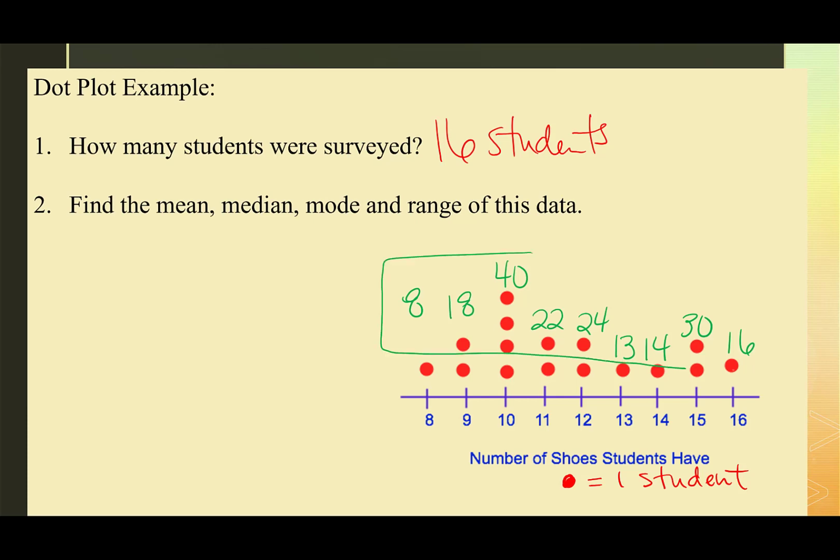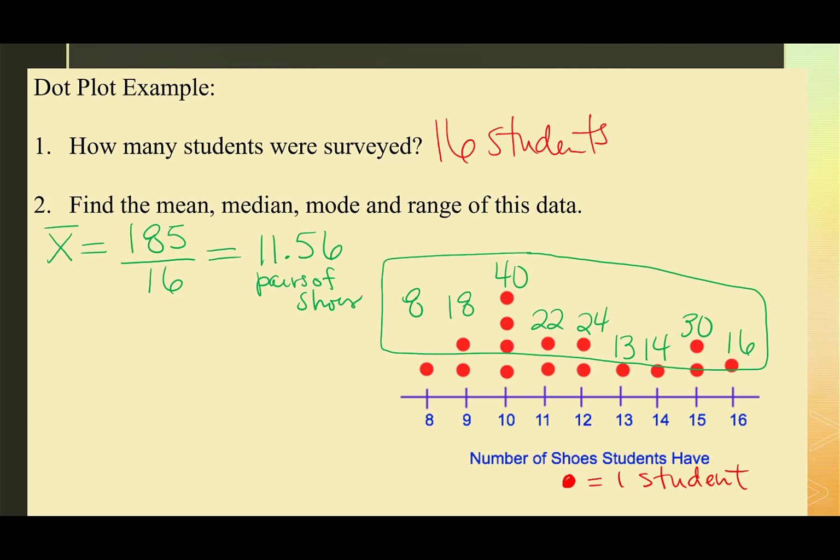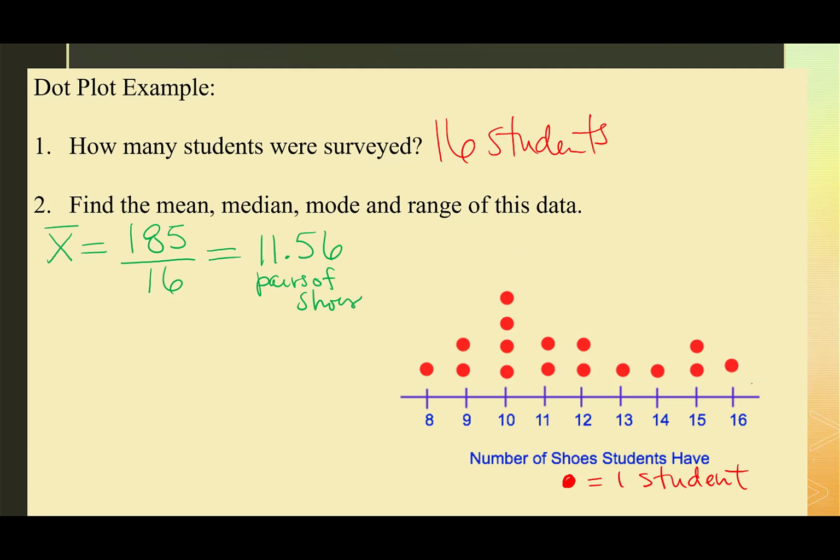So I multiply the number of shoes times the frequency of children who had those shoes. Now, instead of adding 16 values together, I want you to add these 9 values together and then divide by 16. When you added those values together, you should have got 185 to find the mean. We'll take 185 pairs of shoes, divide by 16 children to get an average of about 11.56 pairs of shoes.